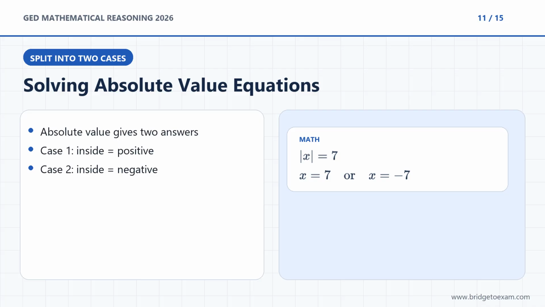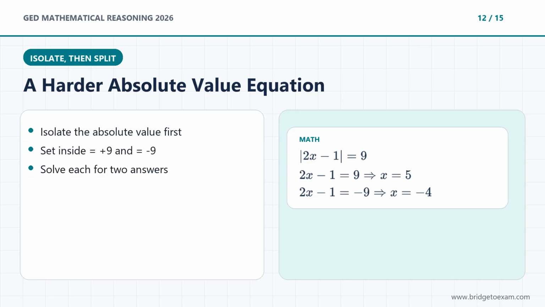Because two different numbers share the same distance, an absolute value equation usually has two answers. For the absolute value of x equals 7, x could be positive 7 or negative 7. Always split it into two cases. The inside equals the positive value, or the inside equals the negative value. When there is an expression inside, isolate the bars first, then split.